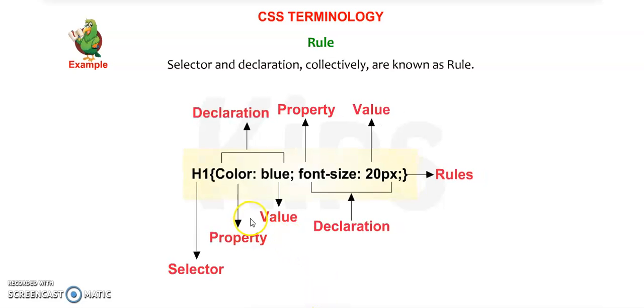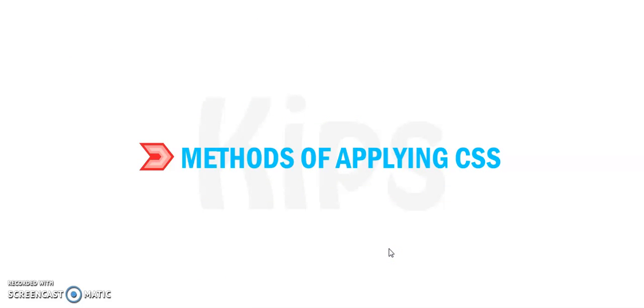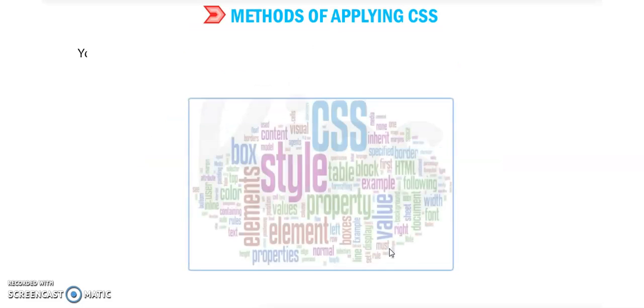So you can see in this diagram, this is the declaration, this is the property, and this is the value. This is the selector. We have selected the H1 heading for this. And the rule is we have to enclose them with curly brackets. This is the declaration, this is the value, and this is the property. So this is the rule we have to follow for declaring any attributes or elements.